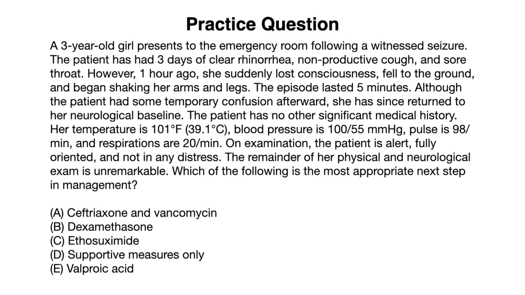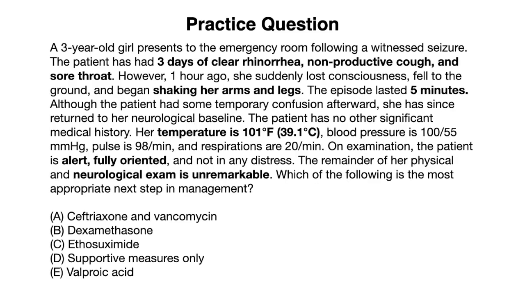The patient has no other significant medical history. Her temperature is 101 degrees Fahrenheit, blood pressure is 100/55, pulse is 98, and respirations are 20. On examination, the patient is alert, fully oriented, and not in any distress. The remainder of her physical and neurological exam is unremarkable. Which of the following is the most appropriate next step in management?